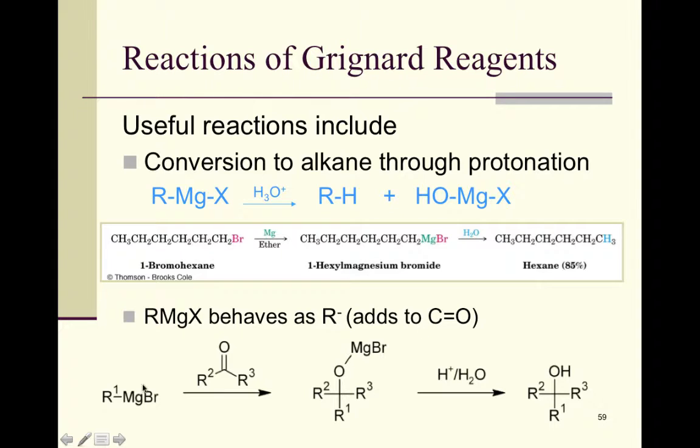Another use of Grignard reagent is we can go ahead and it can behave as an R- and add to the carbonyl group. I went ahead and numbered the carbons 1, 2, and 3 so you could see where they go, but the R groups could still be the same as each other or different, but I wanted to let you see where everything went.